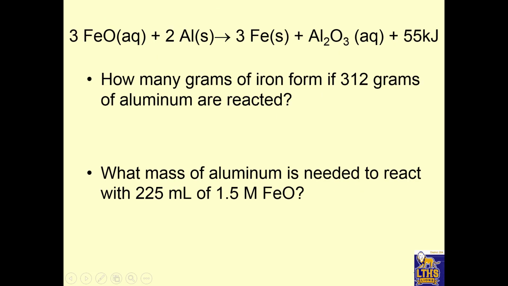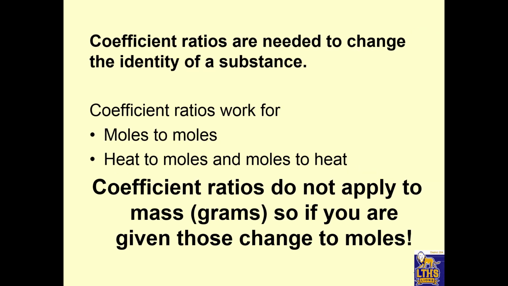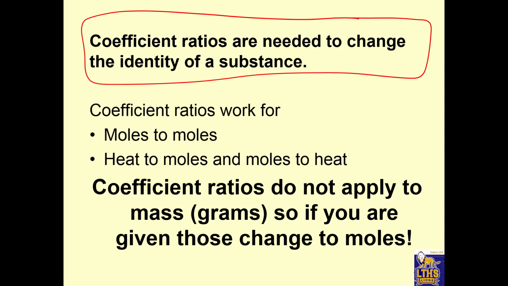Okay, here are 2 example problems. I want you to try these, and we'll do these ones in class to see if we can do them. All right, so make sure you know that coefficient ratios are needed to change the identity of a substance. You can change something from one chemical to another or something to heat. Coefficients work from moles to moles, heat to moles, and moles to heat. If you're given grams, you have to change to moles to use them.